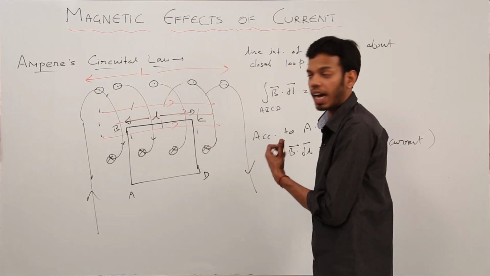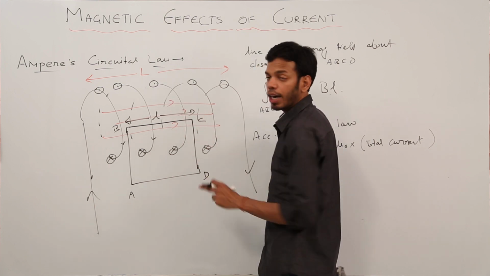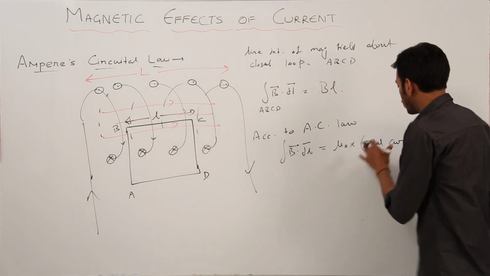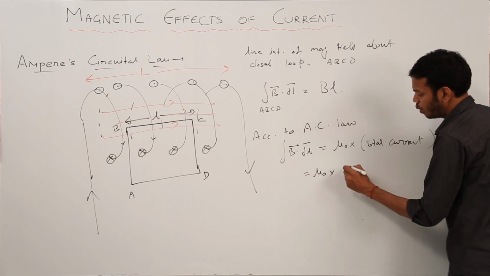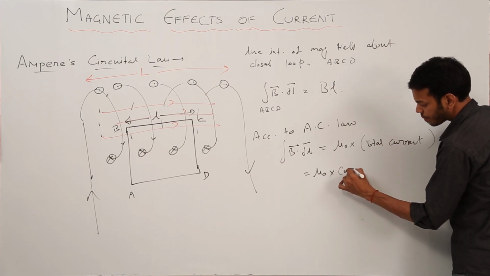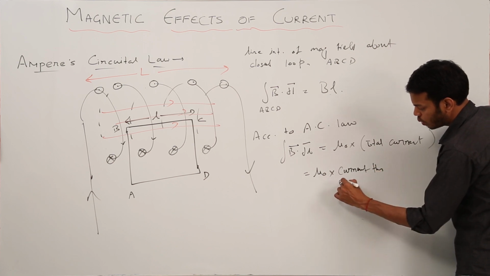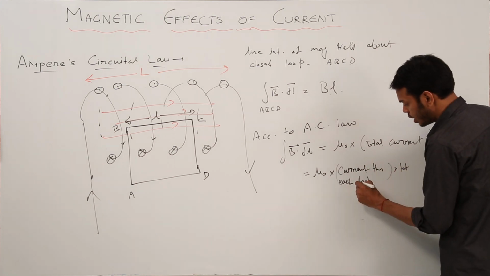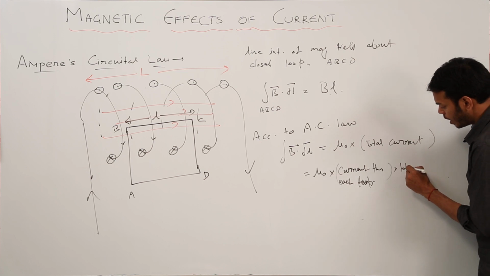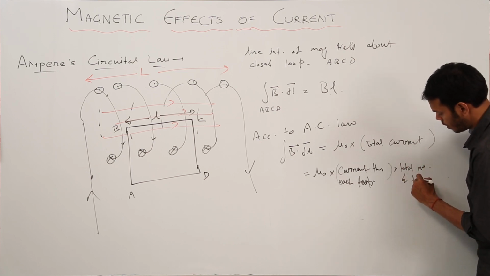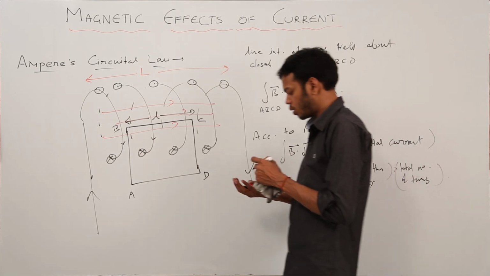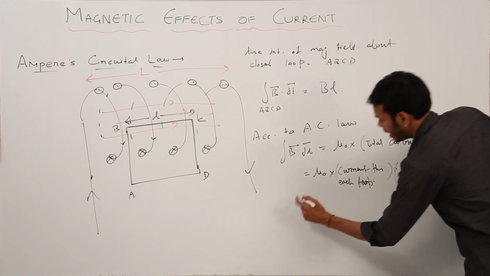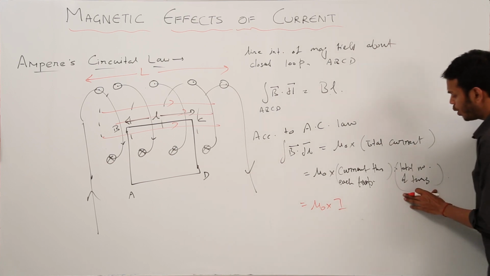According to this diagram which I have made, there are 2 loops crossing this length B to C, not this loop and not that loop. Getting my point? So here it is mu naught into the current through each loop, or current through each turn, that will also be correct, into the total number of turns. So this is mu naught into I into the total number of turns.